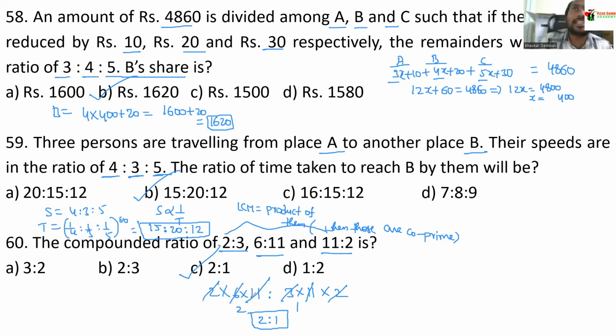Compound is nothing but multiplying. So multiplying the first terms to multiplying the second terms, or we can say the ratio between the product of the first terms to the product of the second terms is called compound. Here, look, if there is anything common, we should eliminate it. So finally I got 2:1.